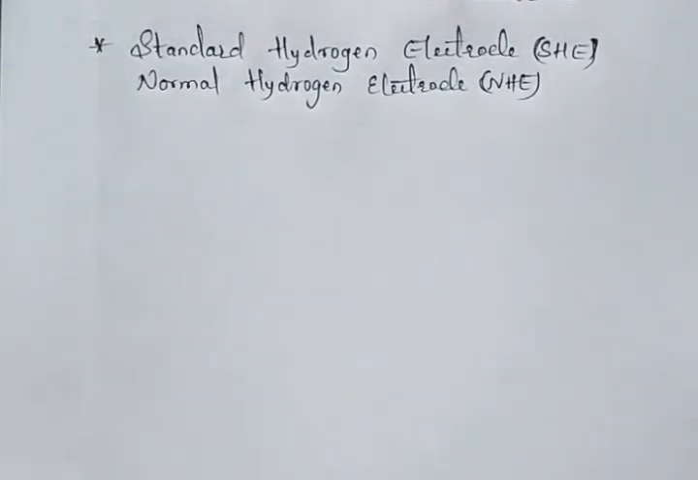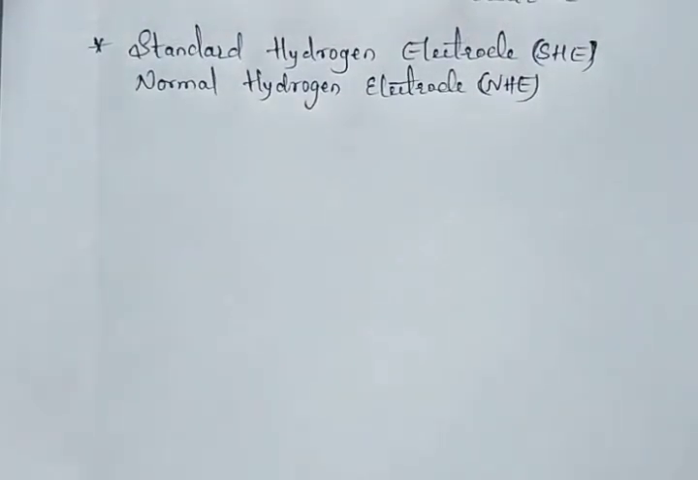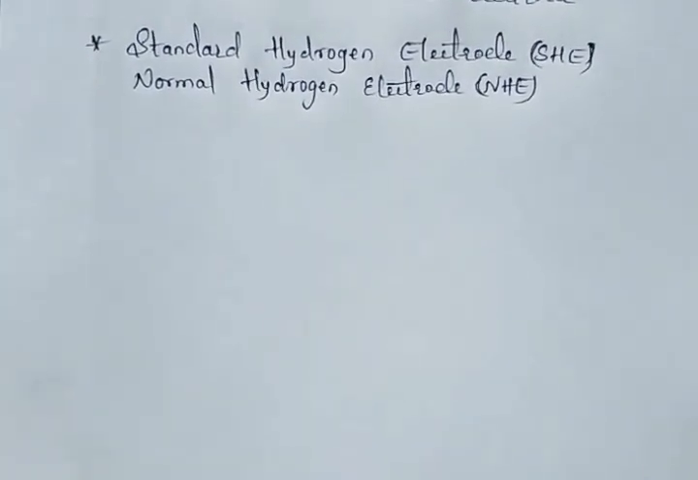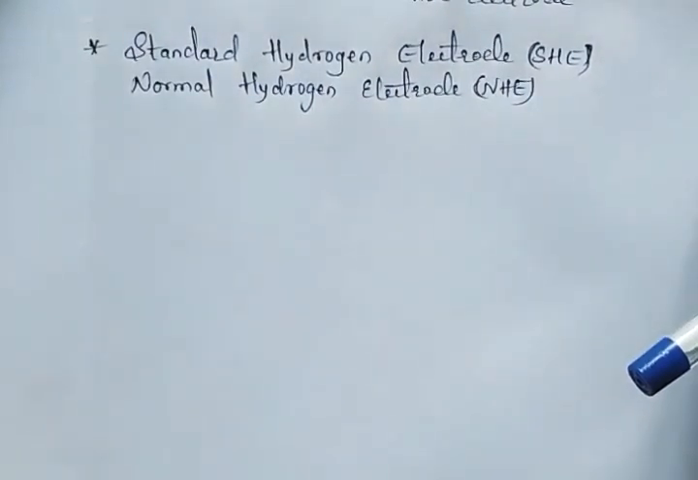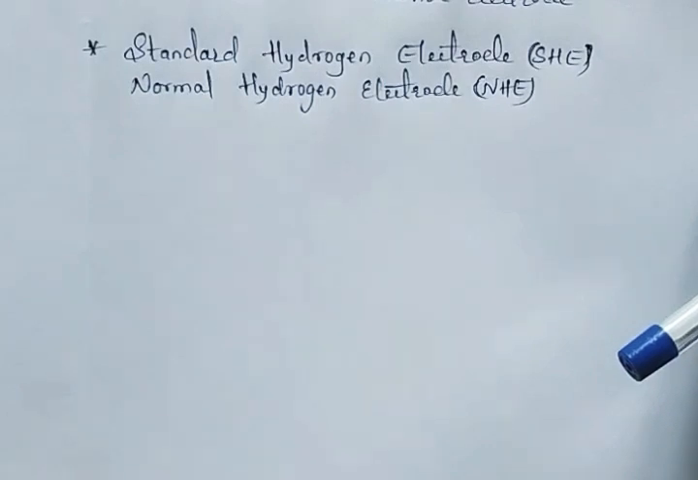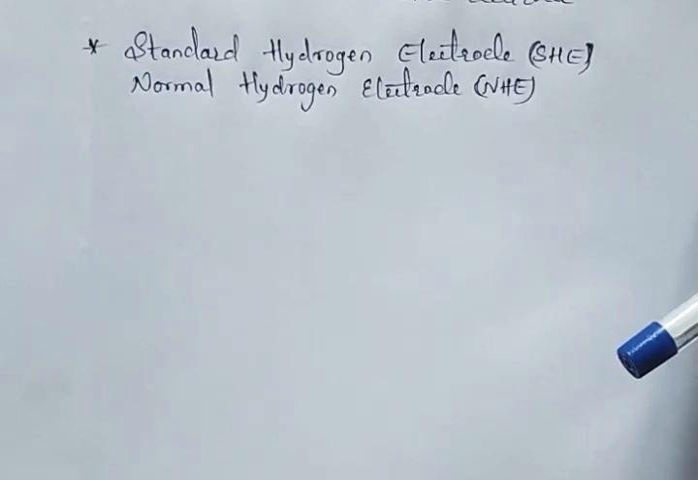Hello, good morning students. In the last class, we discussed some important facts of electrode potential and some tricks to solve the problems. Now, we are moving to the next concept, that is the standard hydrogen electrode, or you can call it the normal hydrogen electrode. It is a reference electrode used in order to find out the electrode potential values of different electrodes.